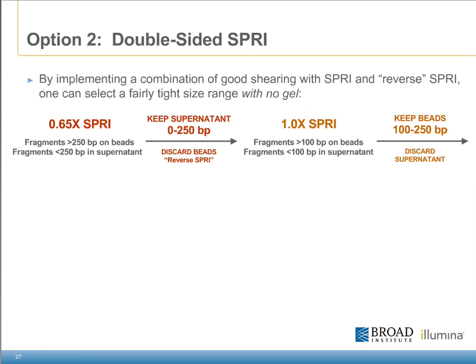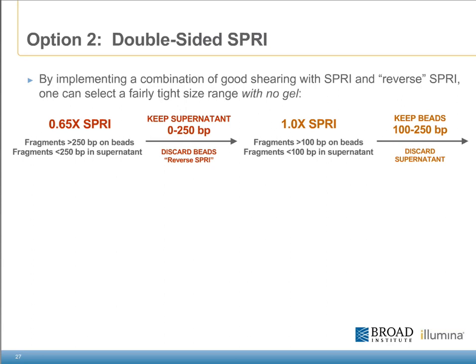What we've done is we've implemented a combination of good shearing right at about 150 base pair. And then we do 2 serial SPRIs, which I'll go through how we do those. And we can select for a fairly tight size range without a gel. So the first SPRI we do is a 0.65x SPRI. So we've got our DNA, we've sheared it to 200 base pair, and we're going to do a 0.65x SPRI.